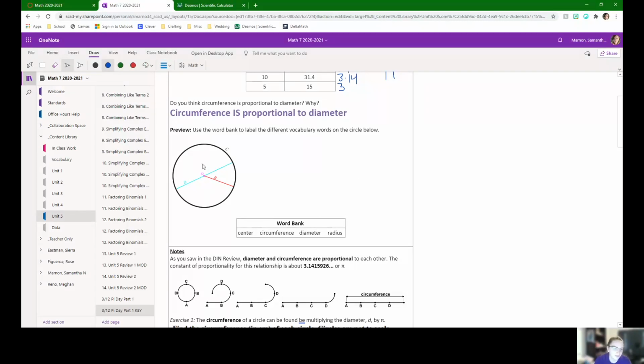Okay, so hopefully you can tell that this point in the middle is the center. Circumference, I just said, is all the way around. Circumference goes all the way around the outside, all the way around. Diameter is this light blue line. So let's actually write it in light blue.